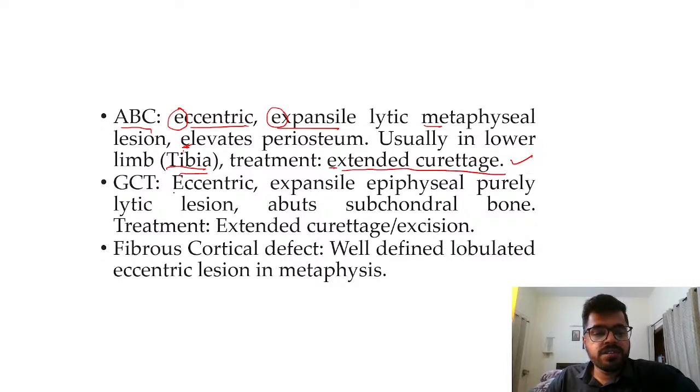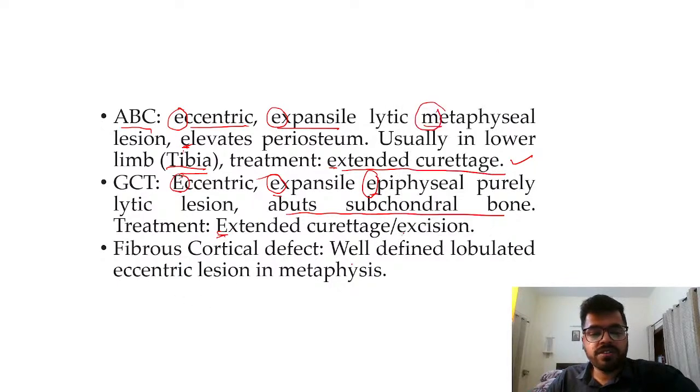In GCT, there is eccentric expansile epiphyseal lesion. So this was metaphyseal, this is epiphyseal. Eccentric expansile epiphyseal lesion, which abuts the subchondral bone, and treatment is again extended curettage or excision.